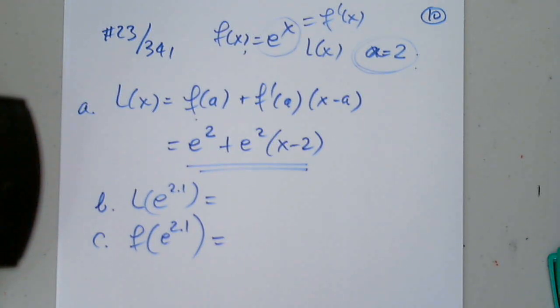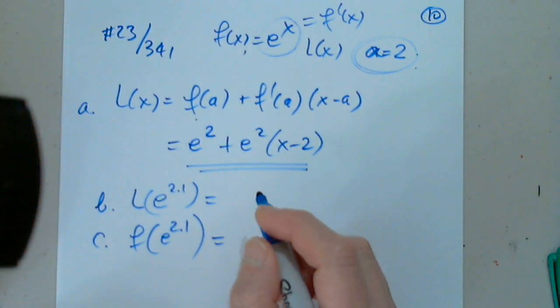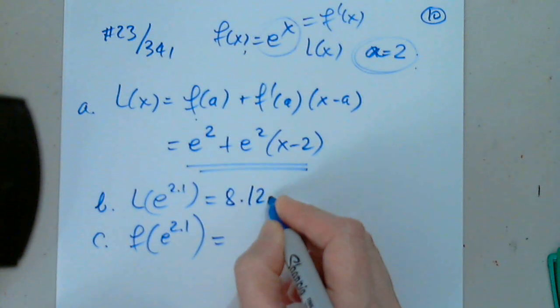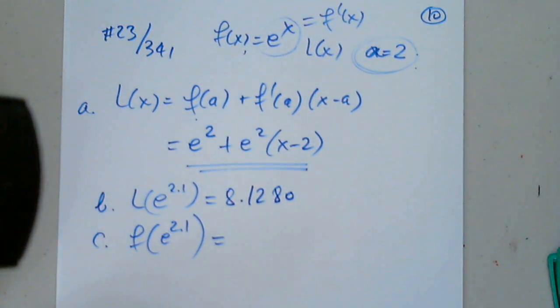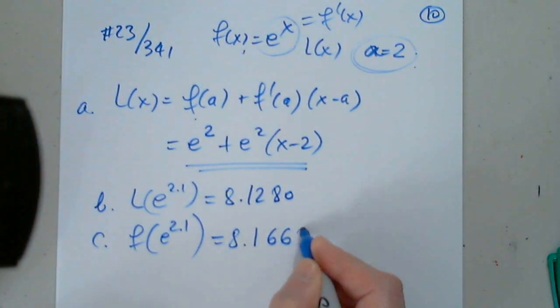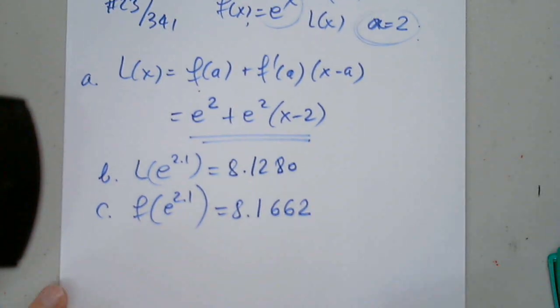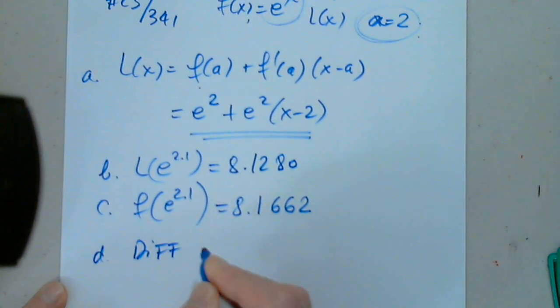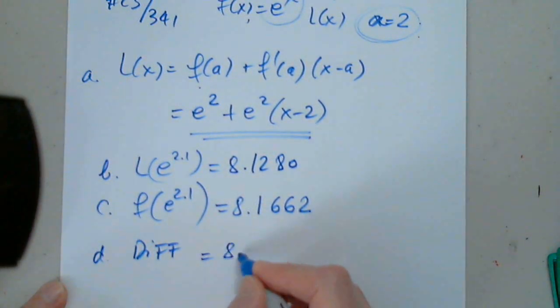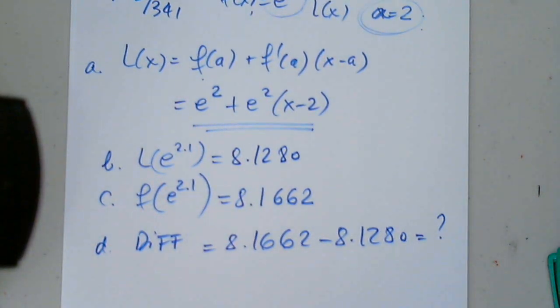They have to be very close to each other. So the linearization is, I don't know how many digits they want. I'm going to copy 4. 8.1280, and the other one, 8.1662. Okay, then what else? What is the difference between? Fine. Okay, so the difference will be 8.1662 minus 8.1280, and I'm sure you can subtract those.